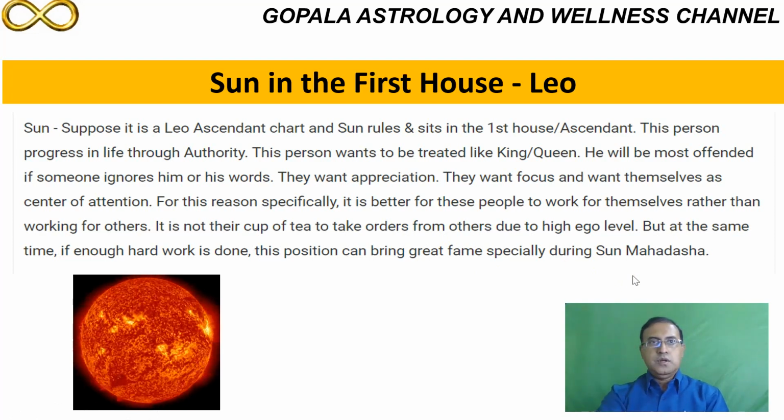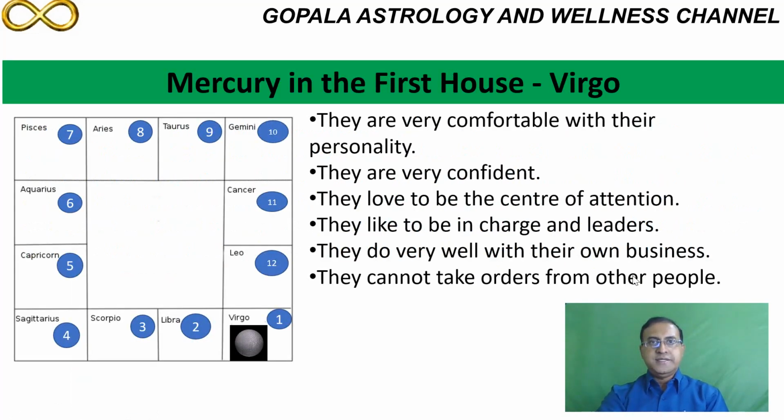All right. So let's go to the next part, wherein the Mercury occupies the first house, but this time it is Virgo and not the Gemini. So Virgo is totally a different cup of tea here. The Virgo people, they are very comfortable in their personality. They are very confident again.